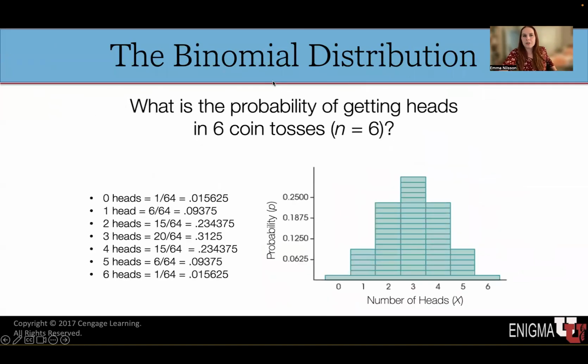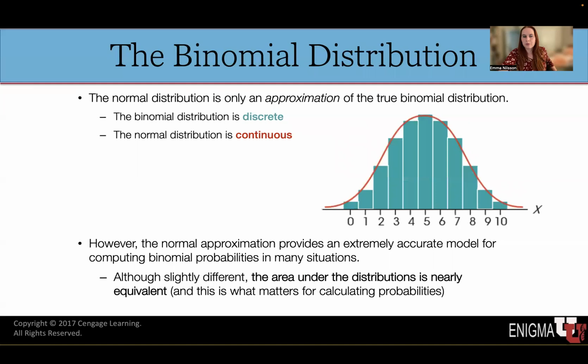When we use a binomial distribution, the higher our n value gets, the closer it gets to looking like a normal distribution. The differences are that a binomial distribution is going to be discrete. There's going to be steps like this. And the normal distribution is continuous. It's going to be smooth. So the normal distribution is only an approximation of a true binomial distribution, but the area under the distribution is pretty much equivalent. And that's what we care about when we're calculating probability.